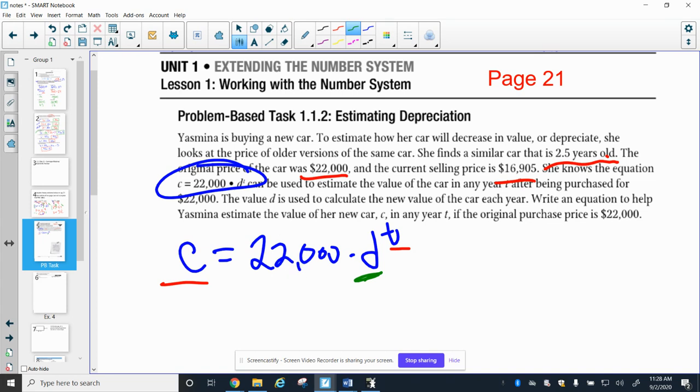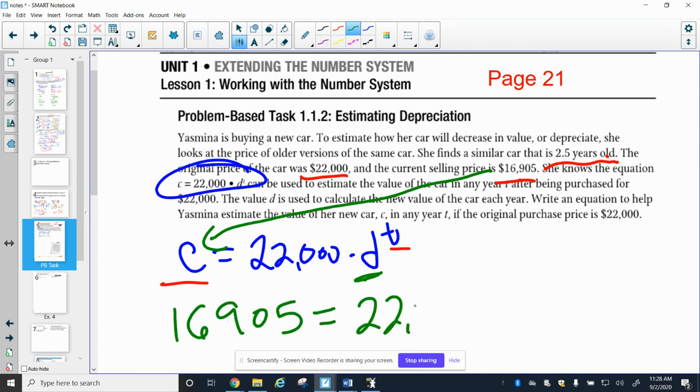So first thing we have to do is put in the values they gave us. So C, that's the current value. Well, they said that was 16,905. Okay, so 16,905 is going to go in for C equals 22,000 times D. Remember, D is what we're trying to find.